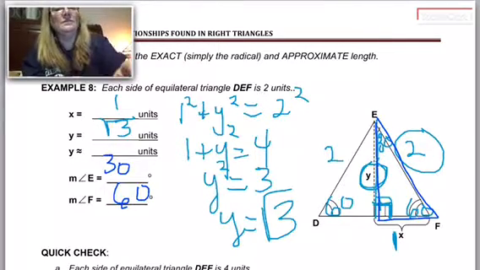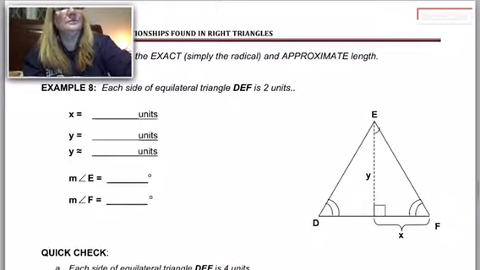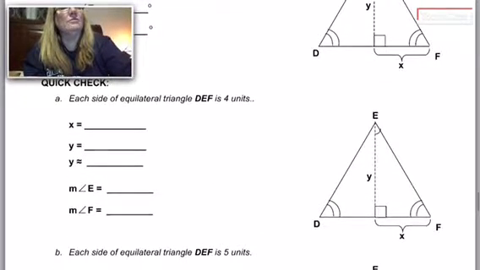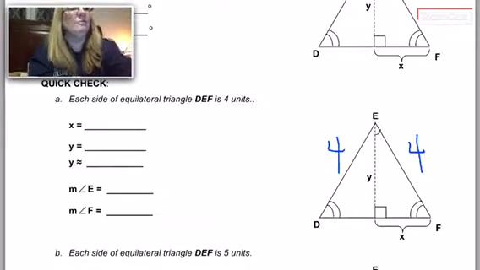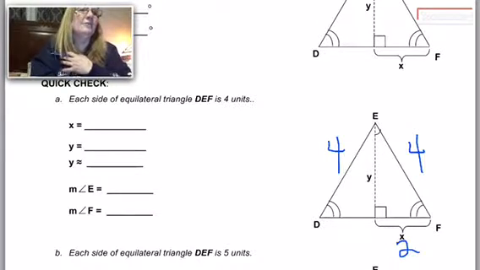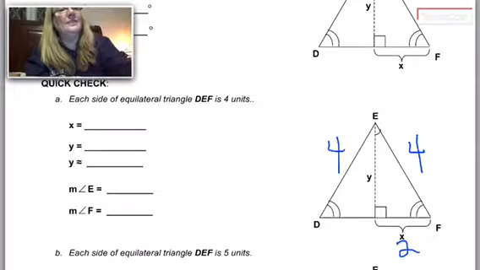Let's look at the quick check. Each side is 4. So if these are 4, half of 4 is 2. So x is going to be 2. Wonder if anyone wants to try and guess what y might be. Well, let's solve for it.